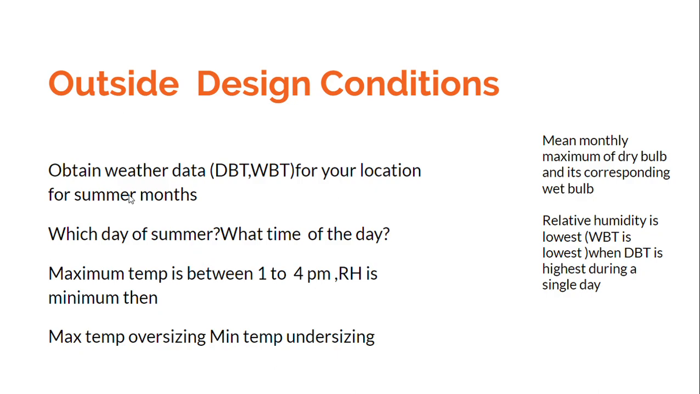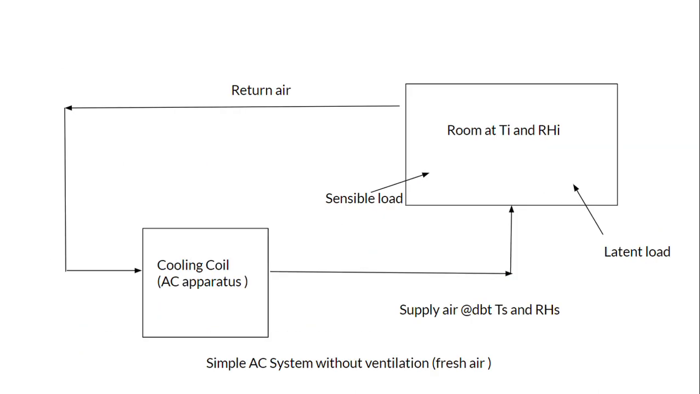Based on the data of the summer months, you need to find the mean of the dry bulb temperature. Once you get that mean value of dry bulb temperature, the corresponding wet bulb temperature has to be chosen. Please note that we are not talking about the mean wet bulb temperature. We are talking about the mean dry bulb temperature and the corresponding wet bulb temperature. Once you get that, that becomes our outside design conditions for AC design.